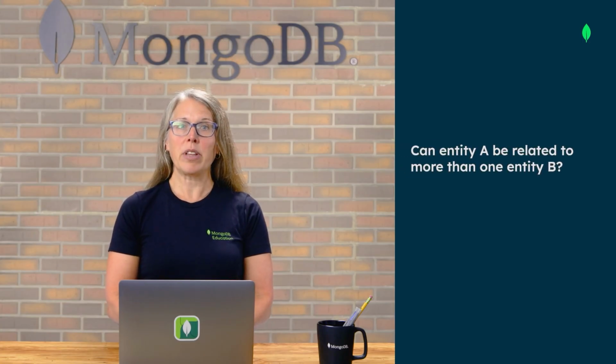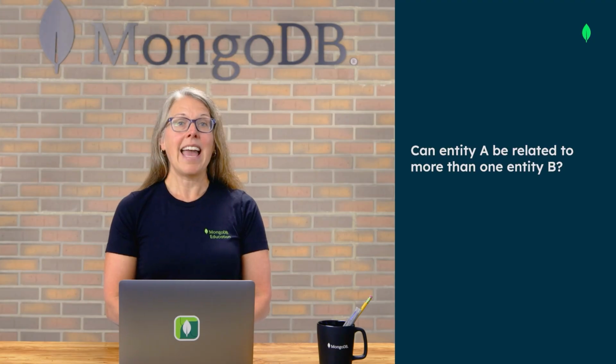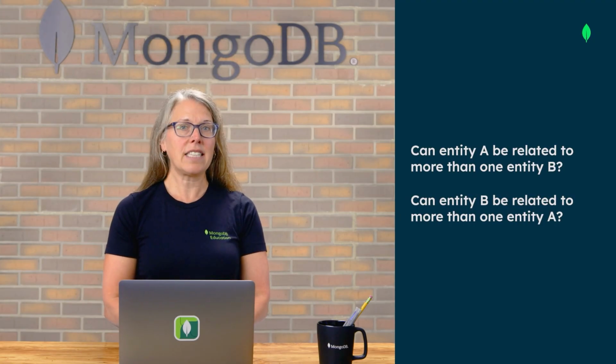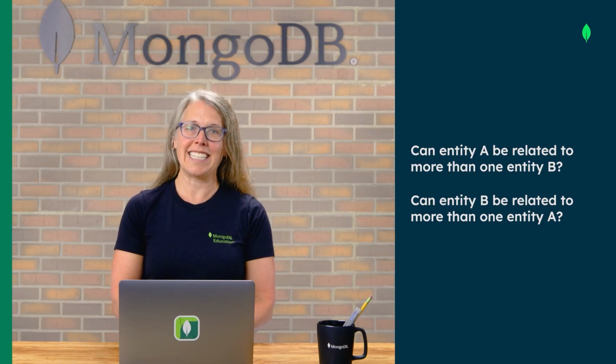Can entity A be related to more than one entity B? And can entity B be related to more than one entity A? Let's apply these questions to publisher and headquarter entities.